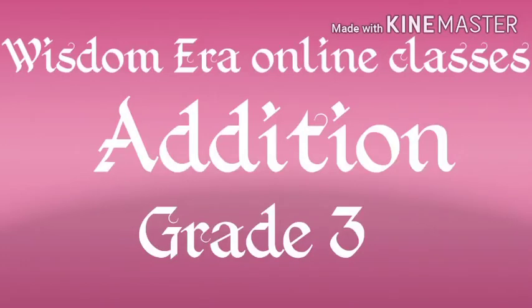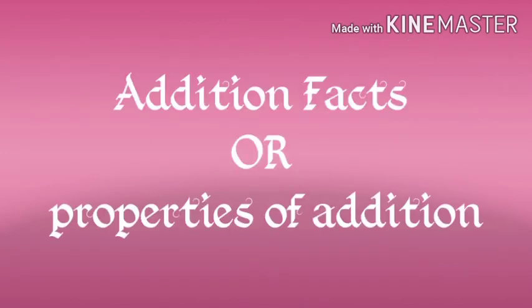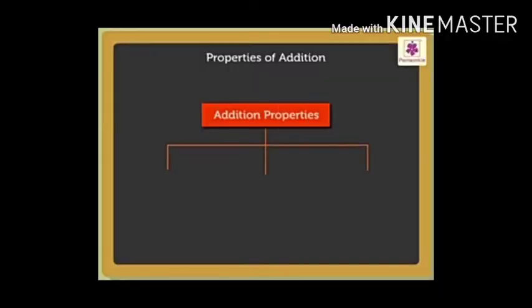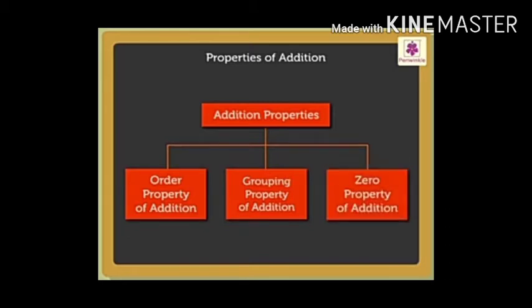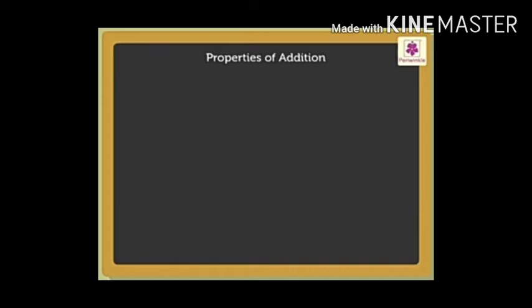My dears, we have learnt addition in our previous class, and in today's class we shall learn addition facts or properties of addition. Yes, my dears, properties of addition are mainly divided into three main categories. The first is the order property of addition. The second is the grouping property of addition, and the last one is the zero property of addition. Now we shall study them one by one briefly.